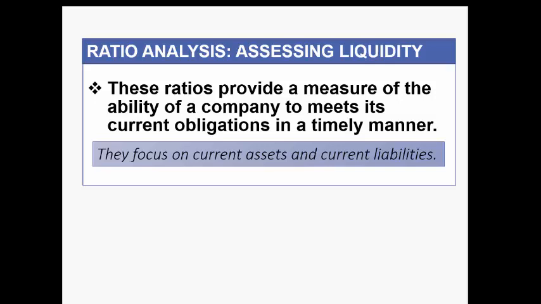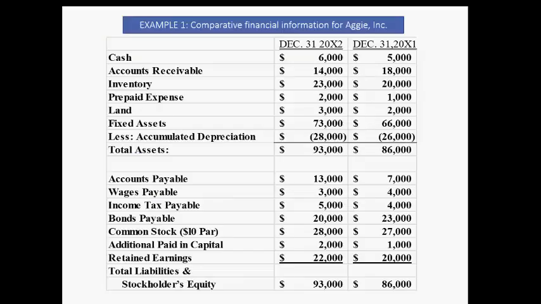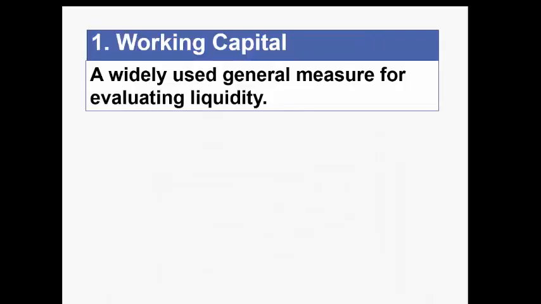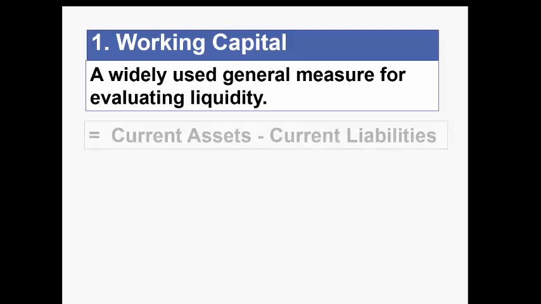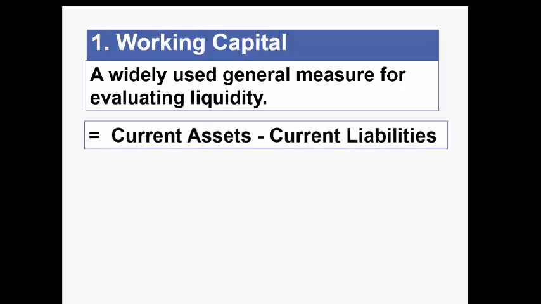So as you look at Aggie Inc.'s financial information, you will be focusing on the current assets and current liabilities section of the balance sheet. You'll want to have that out to reference as we move along. The first relationship that we'll look at is called working capital. This is just a general measure of liquidity, and the formula is current assets minus current liabilities.